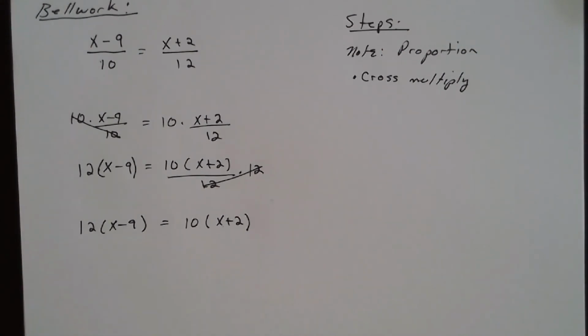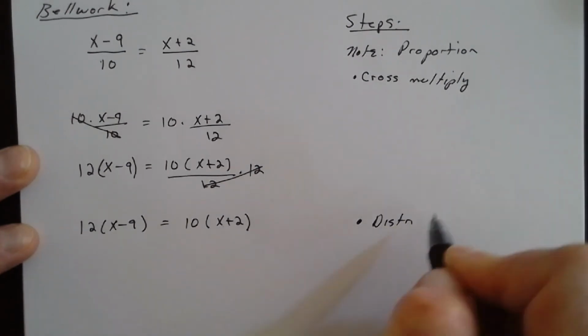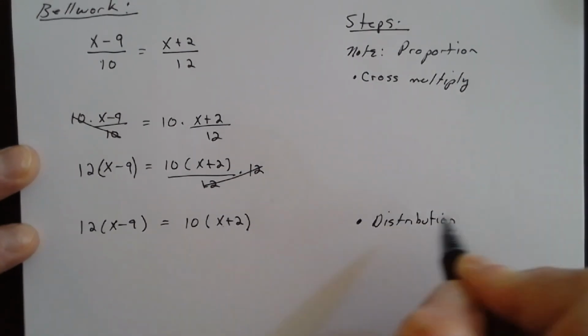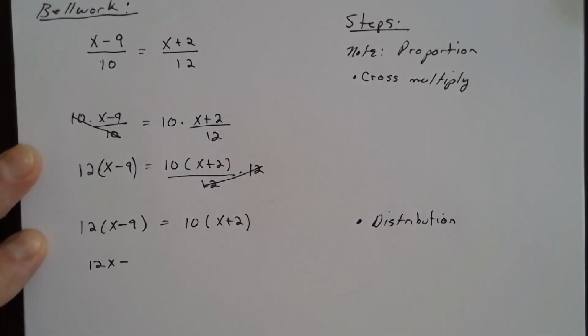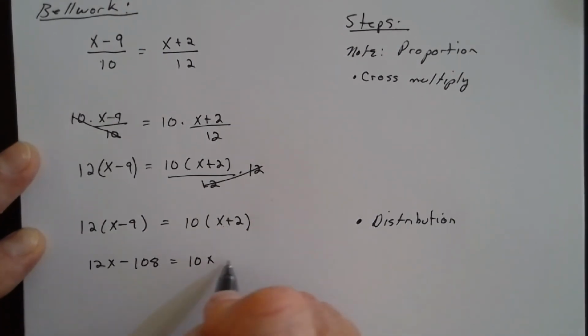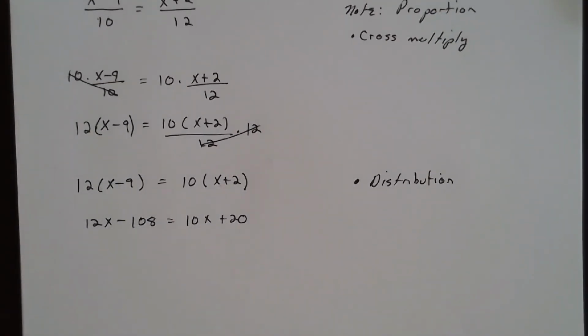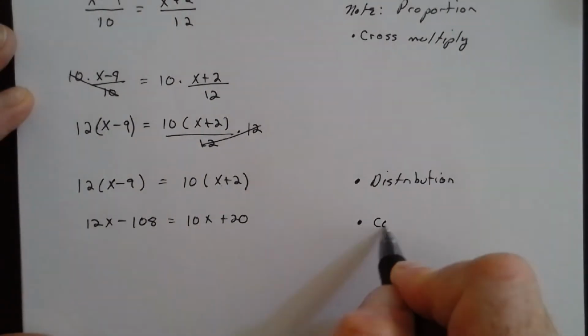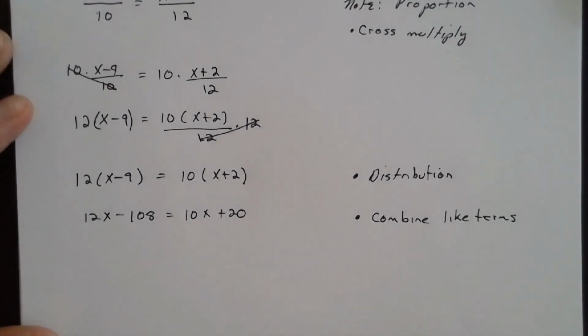So at this point, what do we do now? Distribute. It's distribution. Twelve times 9. 108. 108. Okay, and now from here, what do we do now? Put them together. It's combine like terms. So we want to combine like terms.